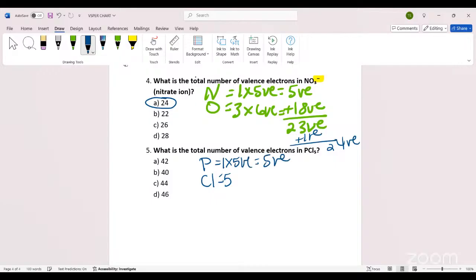And then you've got your chlorines. Chlorine is in group 17. Drop that 1 and you get 7. So 5 times 7 is 35. So therefore, 5 plus 35 gives you 40 valence electrons. So letter B is the answer.